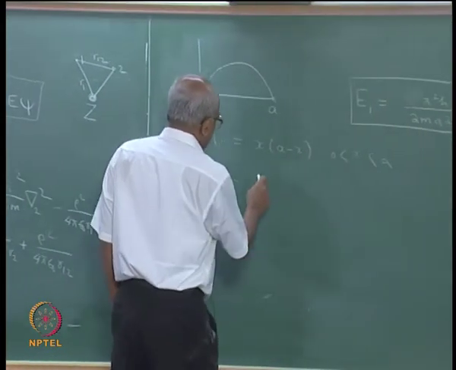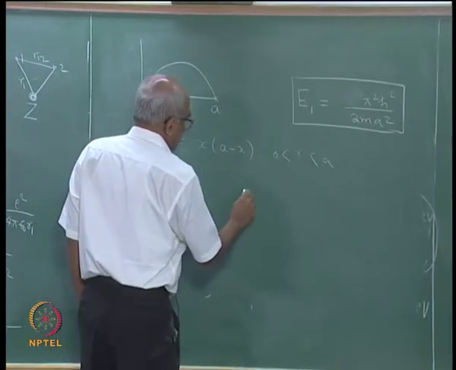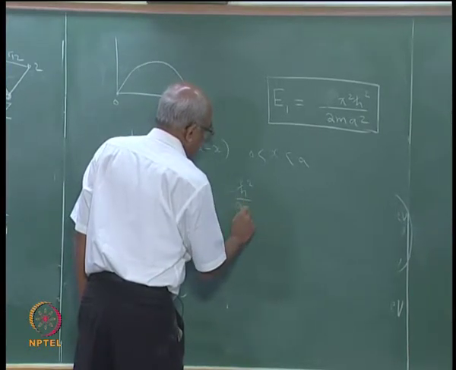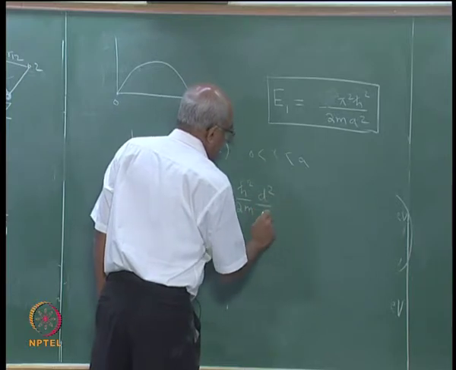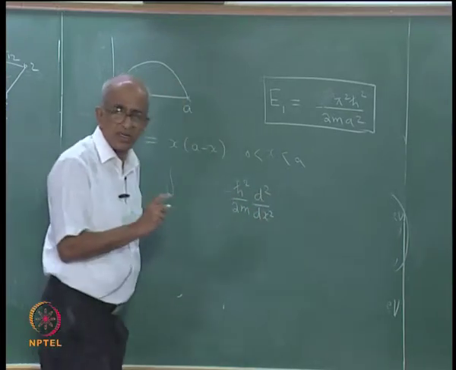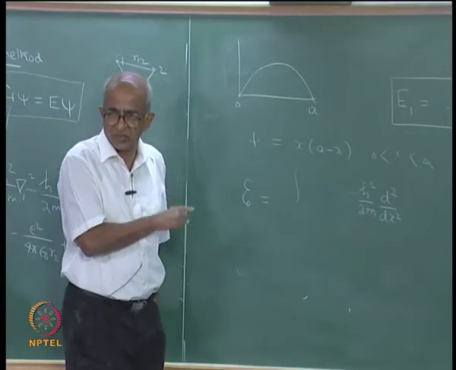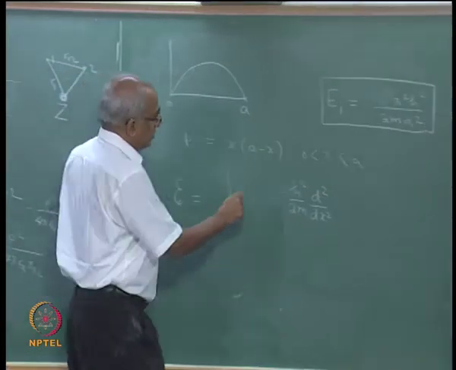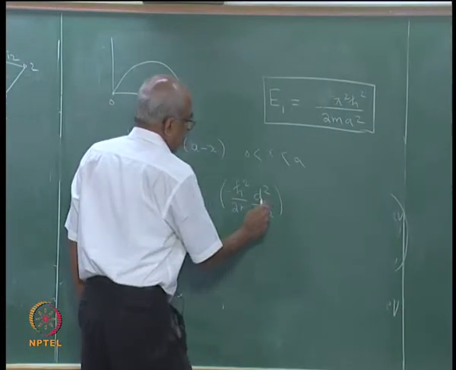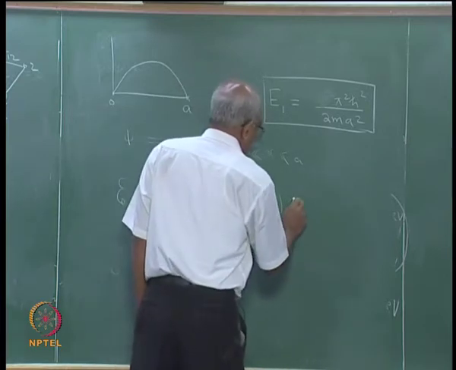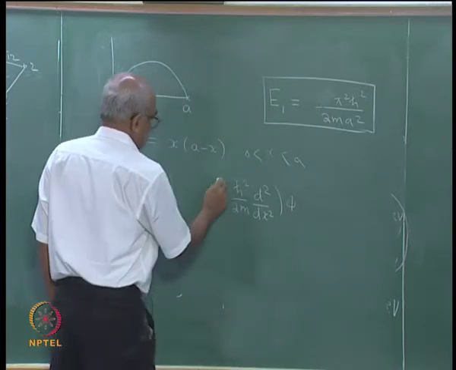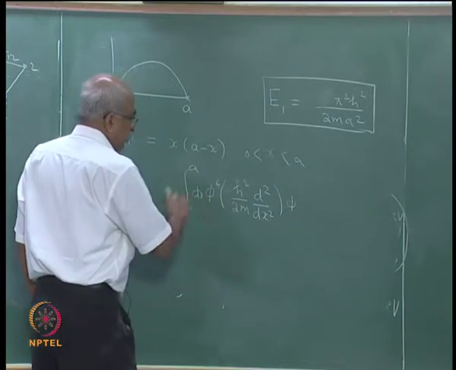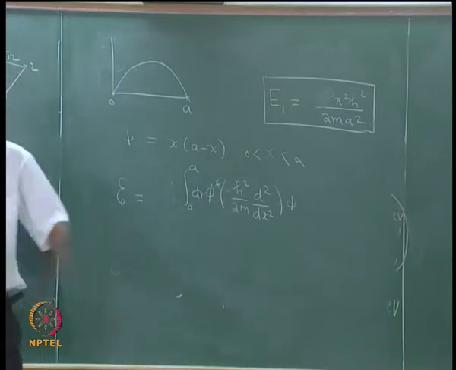So script E will be an integral. What is the Hamiltonian? Well, minus h cross square divided by 2m d square upon dx square. This is the Hamiltonian operator for a particle in a one dimensional box, provided the particle is within the box. So I would have this operator operating upon my phi, then phi star, then dx integrated from 0 to a. That is all that is of interest to me, because outside everything is 0, the function is 0.